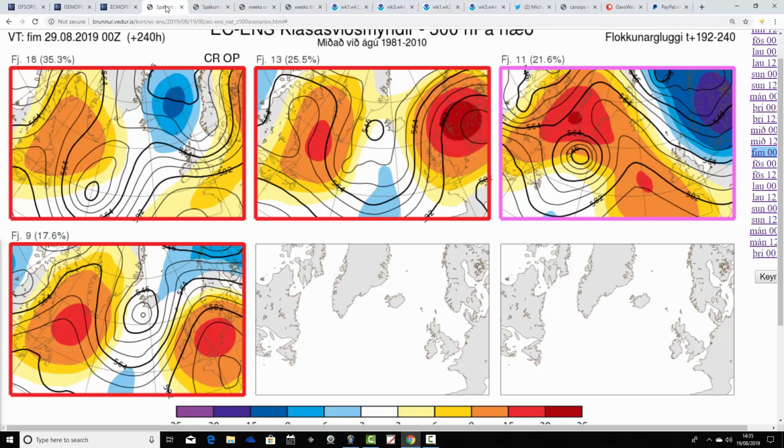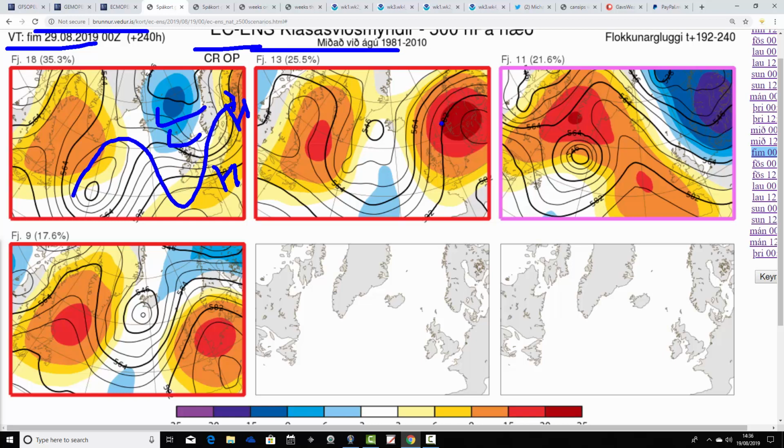These are the options that we've got on the table within the ECM ensembles today at day 10, which is the 29th of August. So we have 18 members of the ECM ensembles, including the control and operational run. The operational run is the run we're just looking at. They have below average heights, low pressure up to the north, above average heights, high pressure to our southeast. Gradually starting to turn things more unsettled as we get towards day 10.